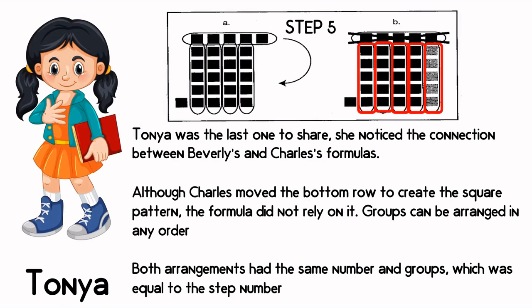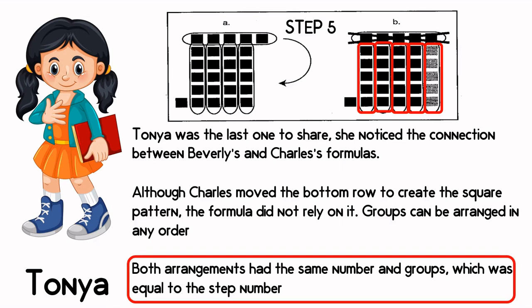All right, and so with that in mind, Tanya was the last student to share before they started running out of time, and she made the connection that Beverly and Charles' formulas are actually exactly the same, but although Charles moved the bottom row to create the square, the formula didn't rely on it. It didn't have to go that way. The groups could be arranged in any order. So both arrangements had the same number and the same groups, which is equal to the step number. So the actual way that it looked was not part of the formula. The formula could tell us regardless of how it looked.